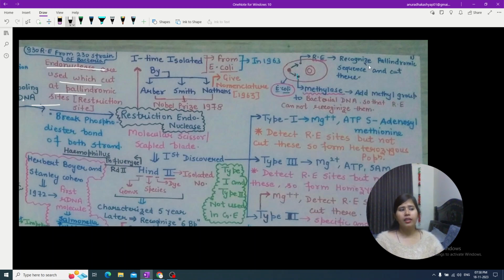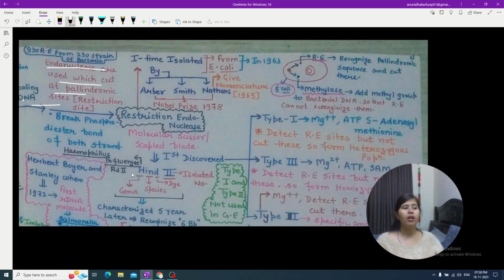Restriction endonucleases are enzymes which recognize palindromic sequences, also known as recognition sequences, and make a cut there. There are three kinds of restriction endonucleases: type 1, type 2 and type 3. Type 1 and type 3 are not commonly used in genetic engineering because they use a lot of energy and cofactors, like magnesium ions. But type 2 are the most common restriction endonucleases used in genetic engineering.